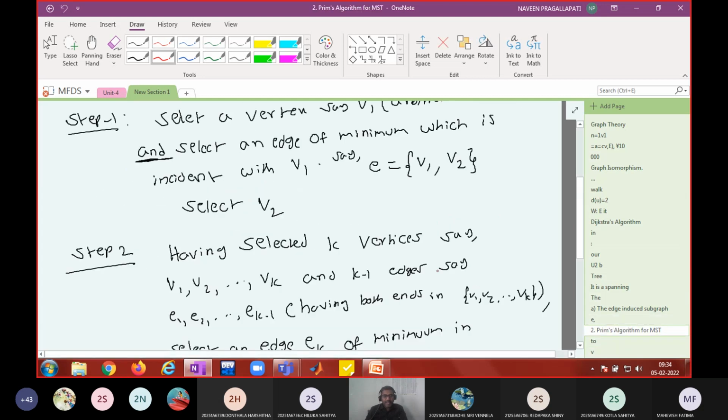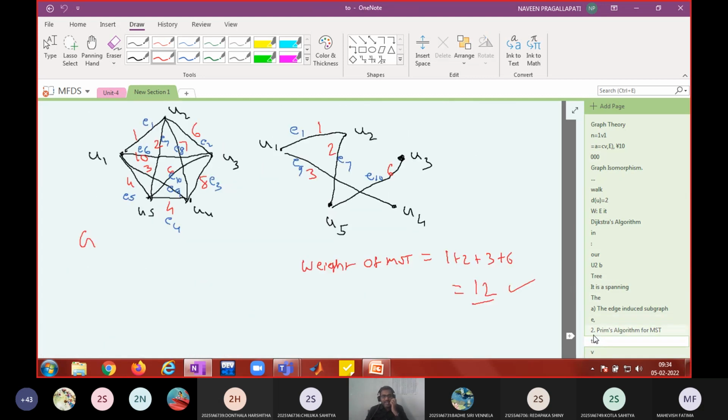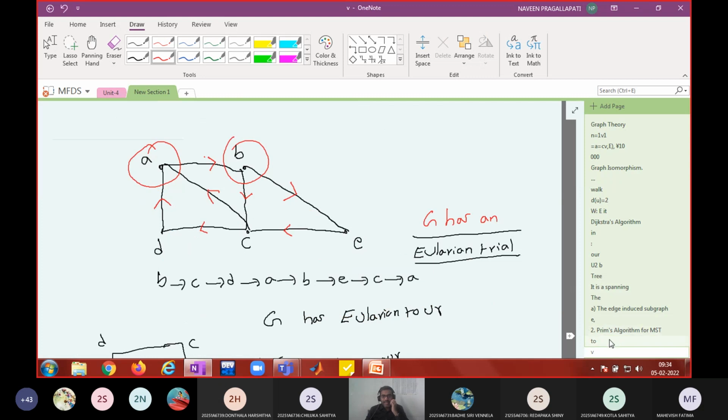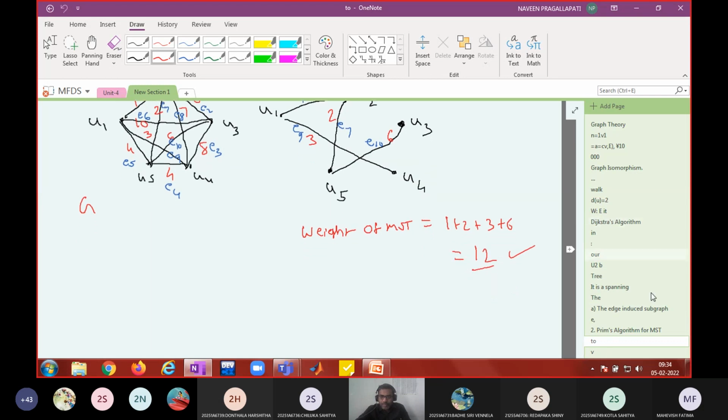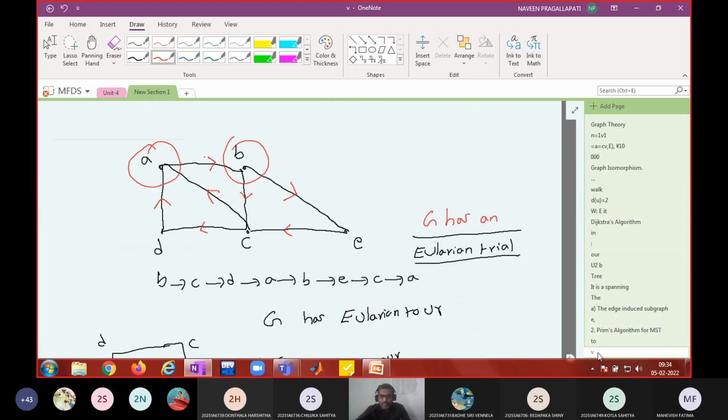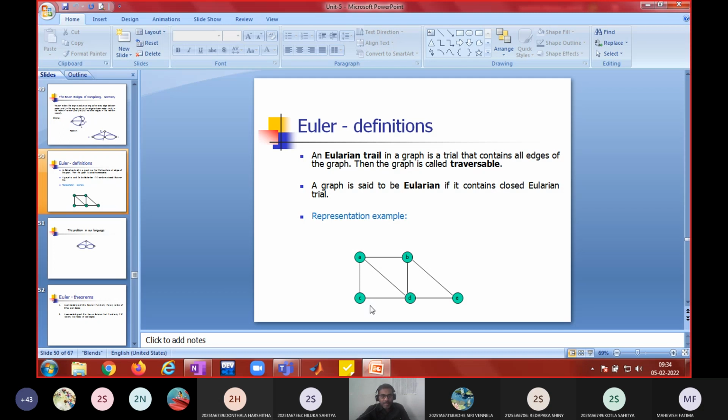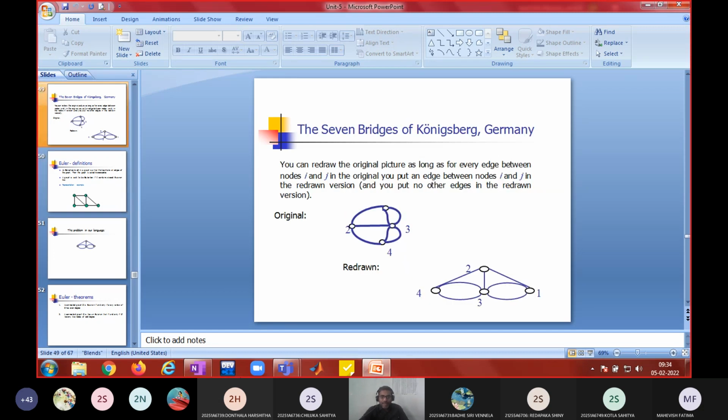And here also, in the Königsberg bridge problem also, you see there is an odd degree vertex. There is 1, 2, 3, and this is an odd degree vertex. 1, 2, 3, this is an odd degree vertex. 1, 2, 3, 4, 5.